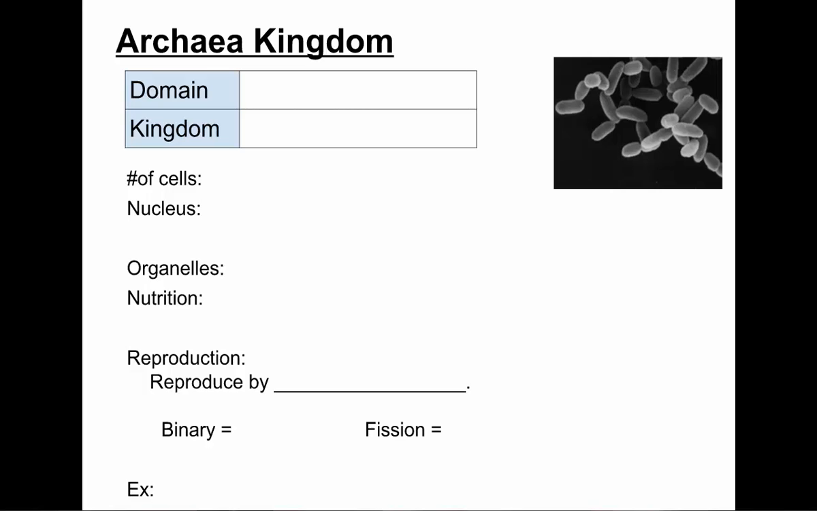So let's start with archaea. Archaea, we talked about sort of briefly. What domain would you find archaea in? Campbell? Not sure. Joe? Is it Eukarya? No?